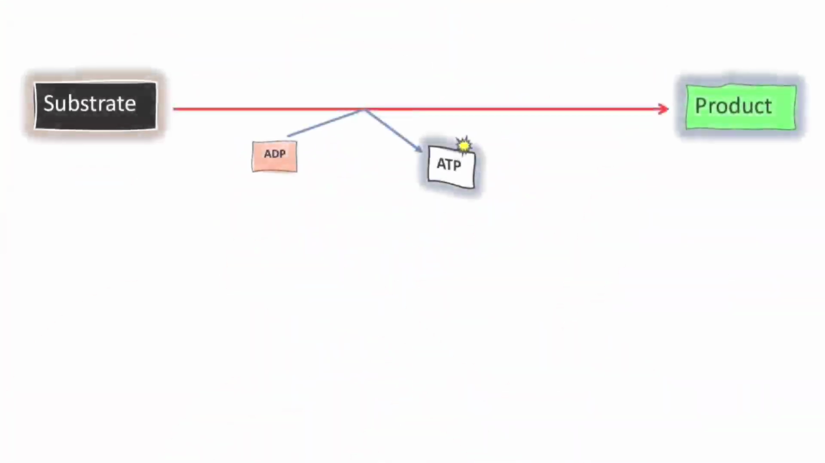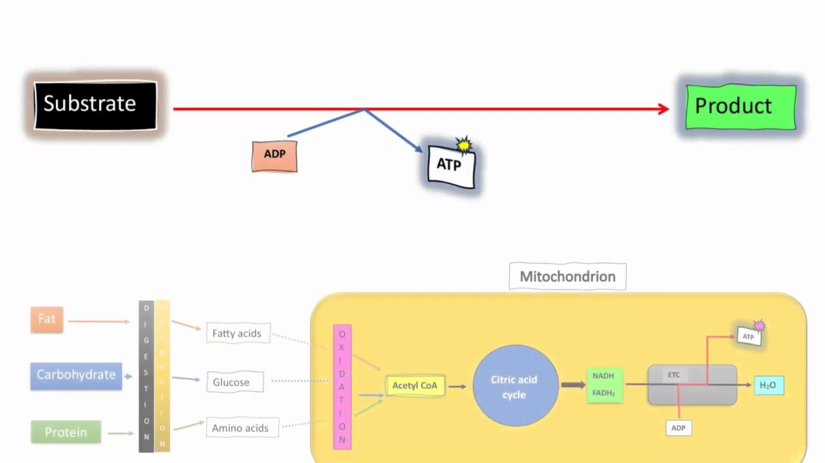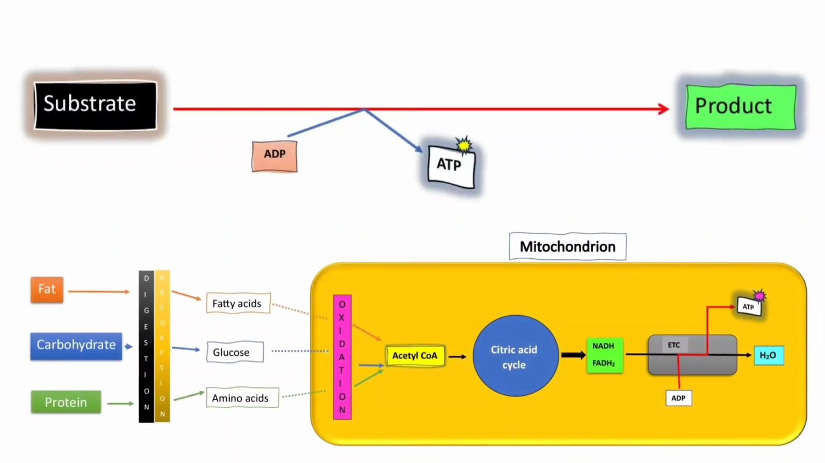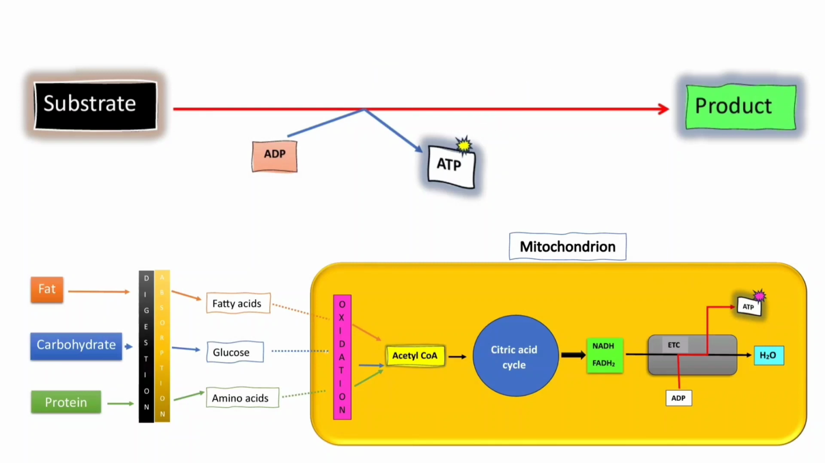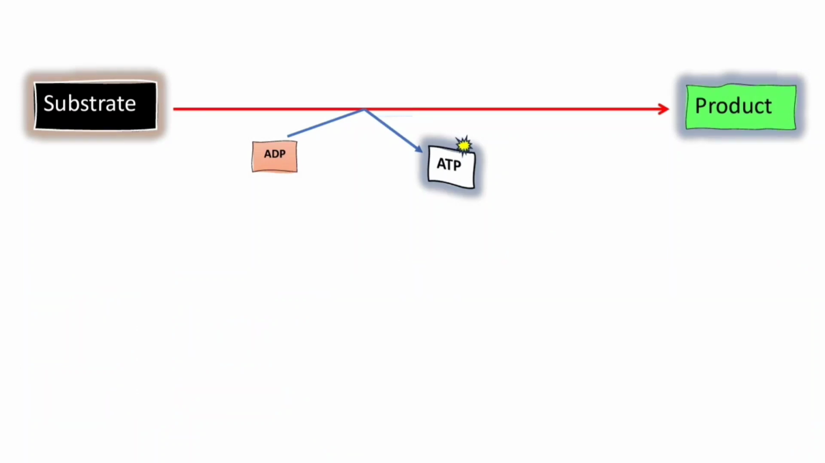But there is a minor process, as we discussed, substrate level phosphorylation. Here, without all these complex mechanisms which involve the electron transport chain, mitochondria and proton gradient, ATP formation directly takes place at the level of the substrate itself. That's why it is called substrate level phosphorylation.